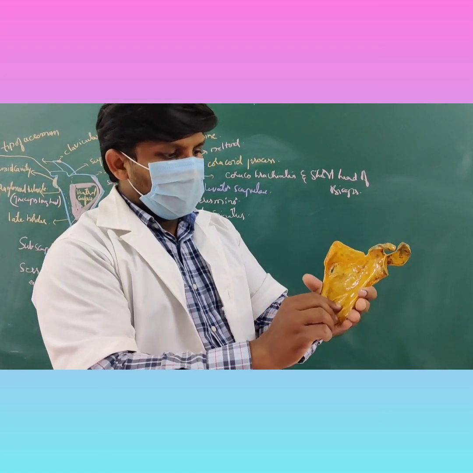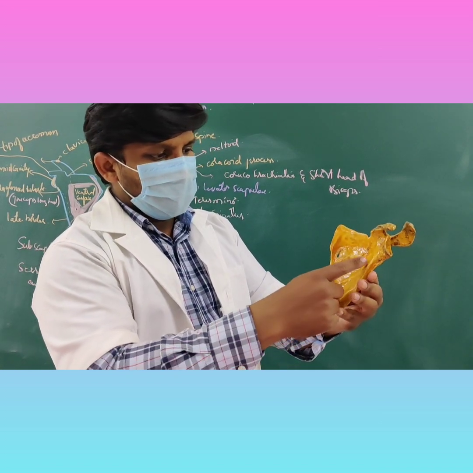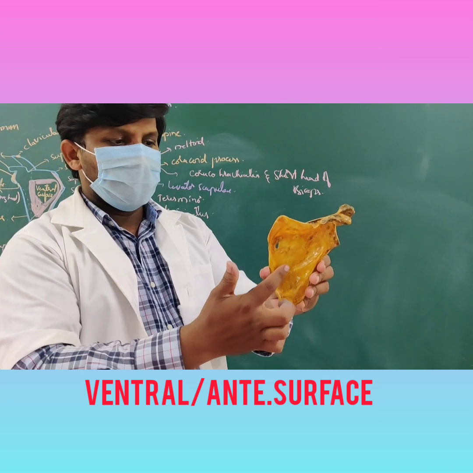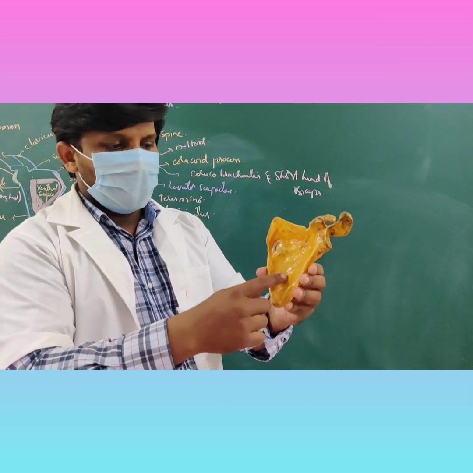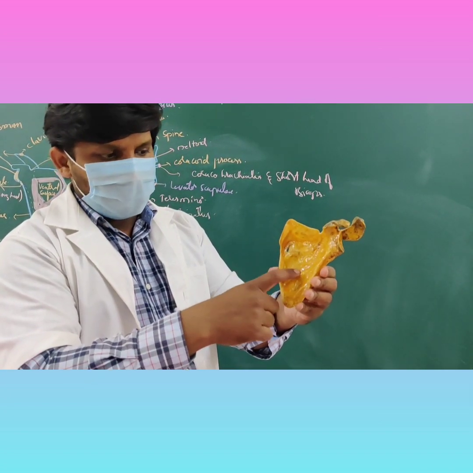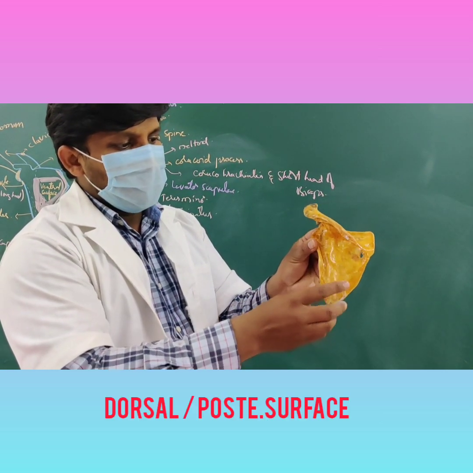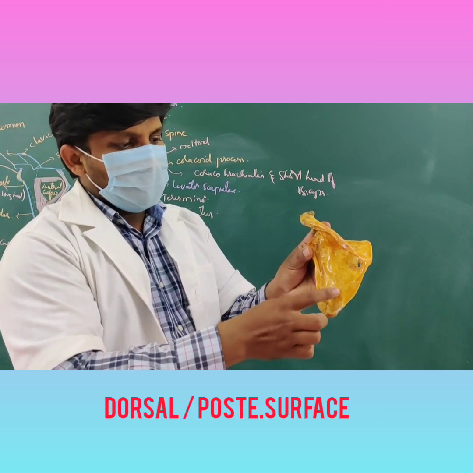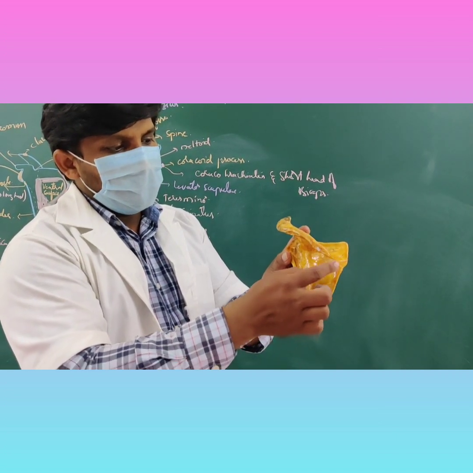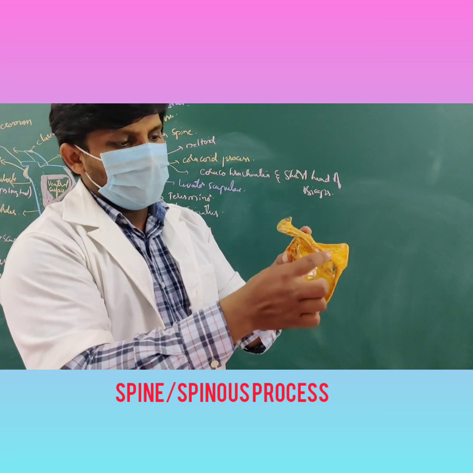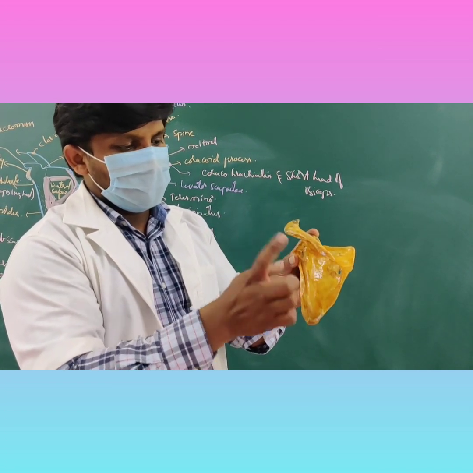Now we will see the surfaces of the scapula. This is the ventral surface, also known as the subscapular fossa. Ventral surface, anterior surface or the subscapular fossa. This is the dorsal surface, also known as the posterior surface. This dorsal surface is interrupted by a spine which is known as the spine of the scapula. So this is the spinous process.